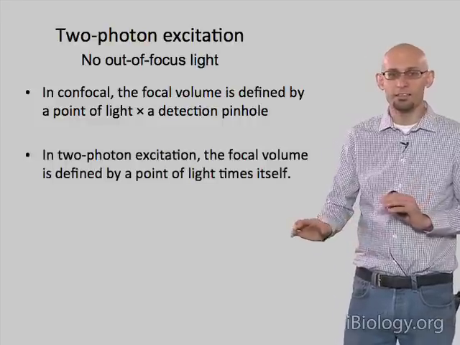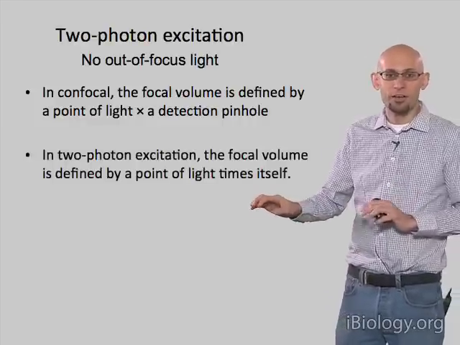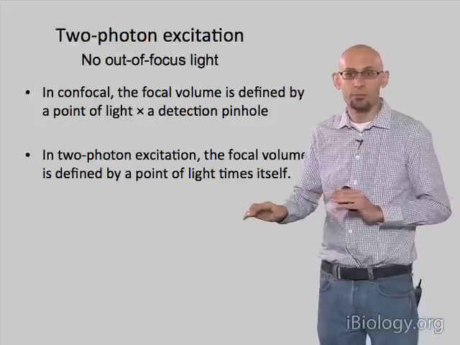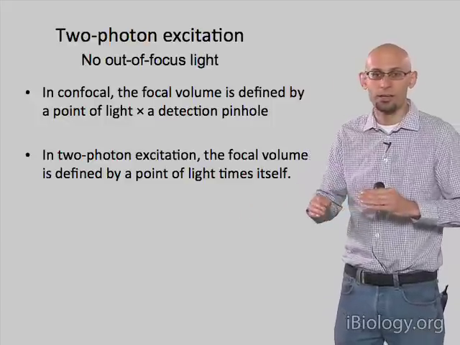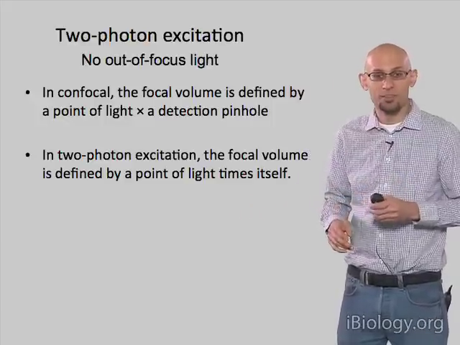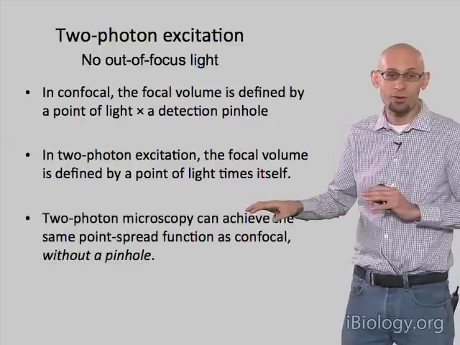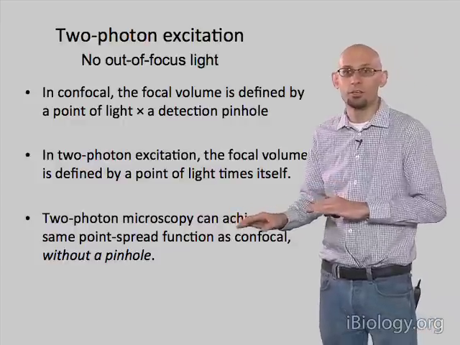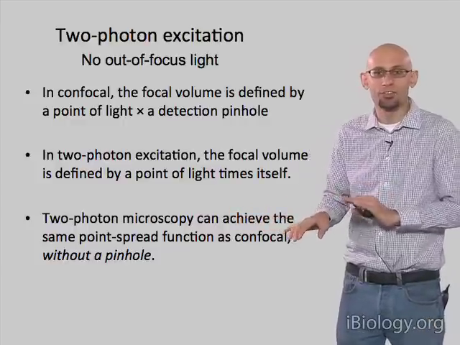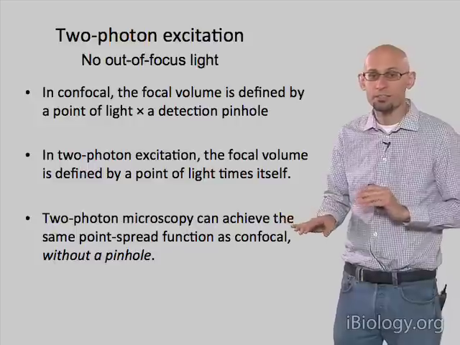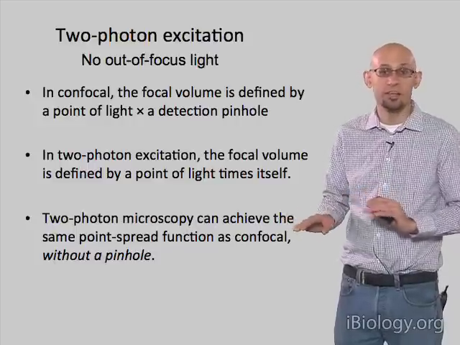In two-photon excitation, the focal volume is defined by the point of light times itself, because we need the square excitation. So you're multiplying that excitation cone times itself. And so the net effect is you get the same point spread function as confocal, but you no longer need the pinhole. So we've now really simplified our optical system. We can get rid of that pinhole and still get the same resolution and the same Z-sectioning capability.